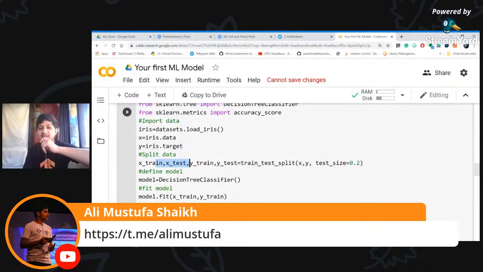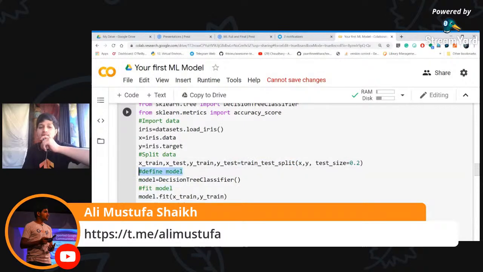Why am I splitting this dataset? Because I don't have testing data separately. So I need to split the given data into training and testing with a ratio of 80-20. That's why 0.2, that is 20% as test size and 80% as train size. And there is a function for that, called train_test_split. You don't need to do that manually.